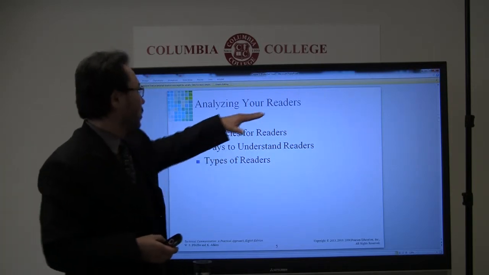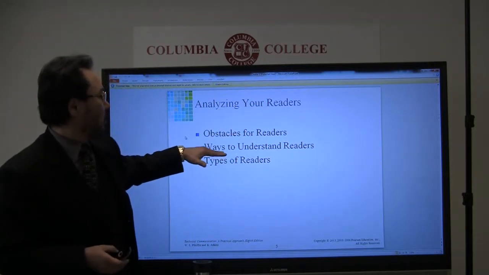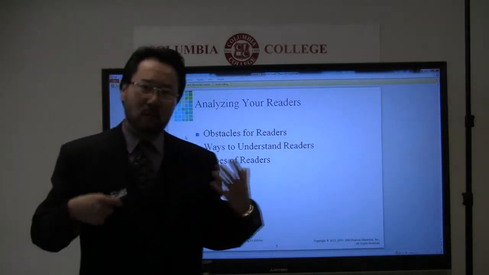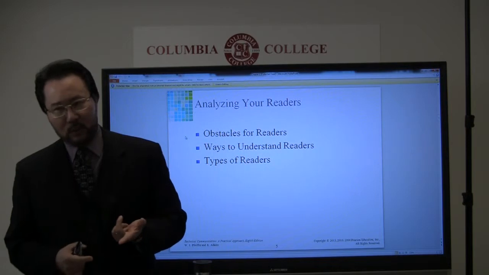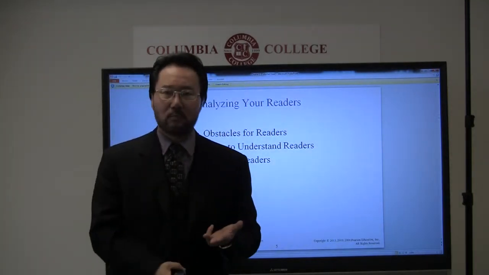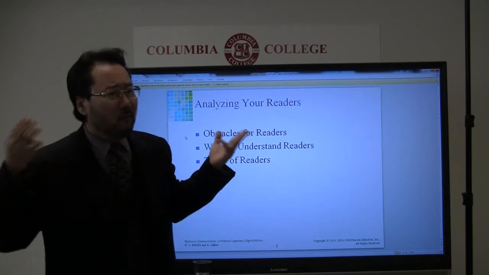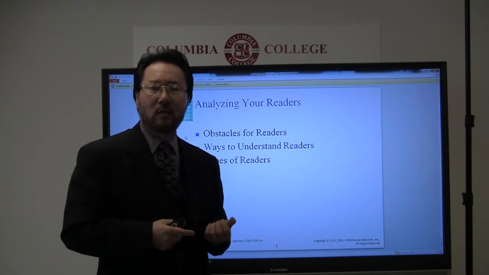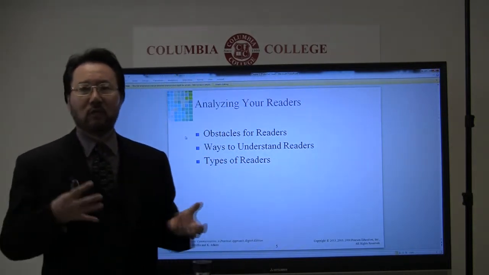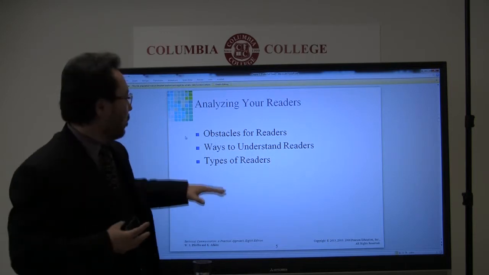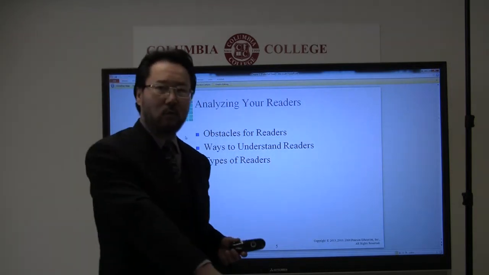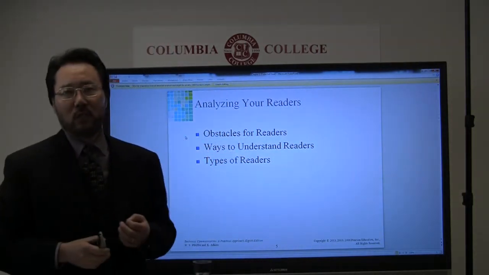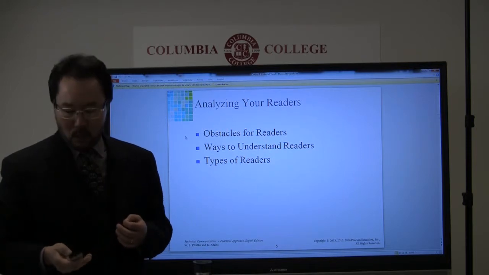Also, regarding the reader, you want to understand ways to understand the reader. Understanding the reader means what position that person is in the company, what education background that person has, or whether he has any physical obstacle. Is he handicapped in some way? Or anything which will interfere with your communication. And again, the type of reader can range from your employee to your manager, or the top CEO of the corporation.